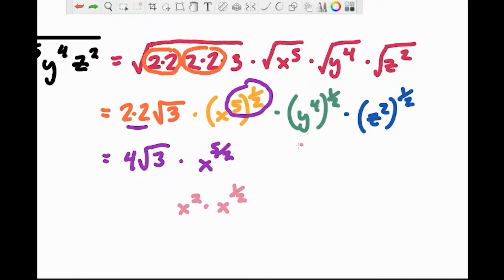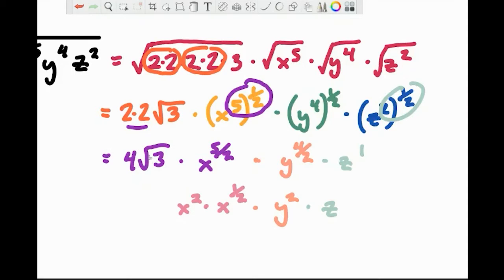x squared would be one of them from there. This one up here, it's just 4/2, which is just going to be y squared, so that's easy. z squared, 2 times 1/2 here is just going to be 1. So that's just the z to the first there.